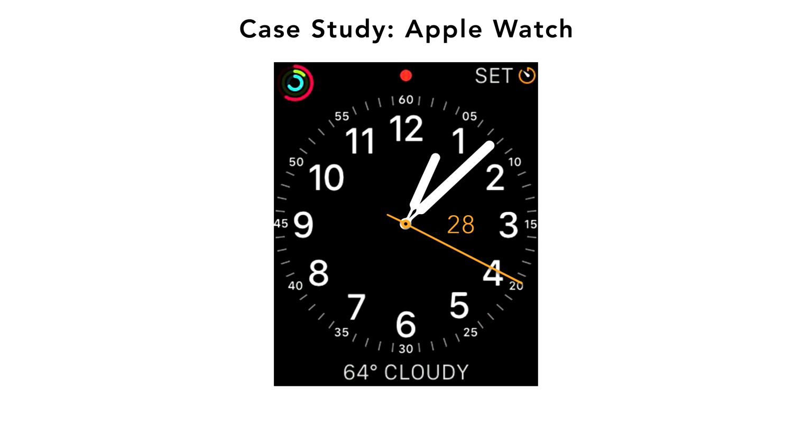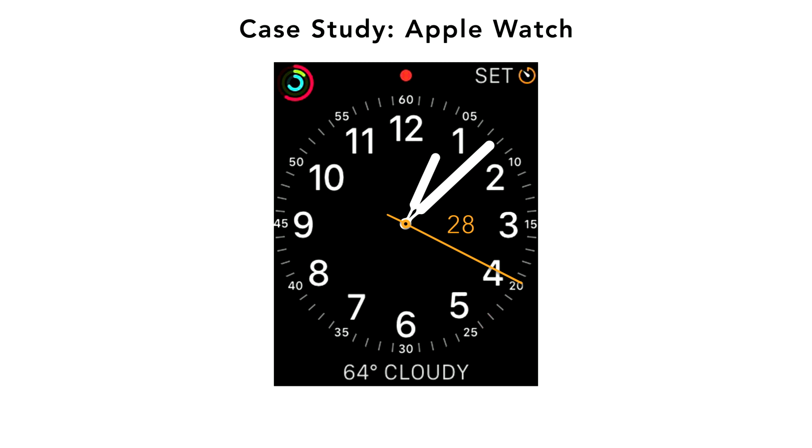Skeuomorphic design. It's a good choice for a designer to make, but make sure when you do it, you use the good parts of the real-world counterpart, not its drawbacks. Case study: Apple Watch. They're using a skeuomorphic design that absolutely slavishly copies every bad part of a real watch.